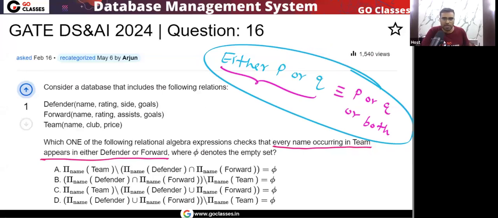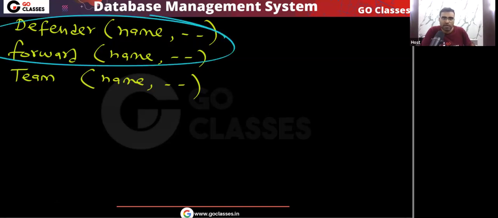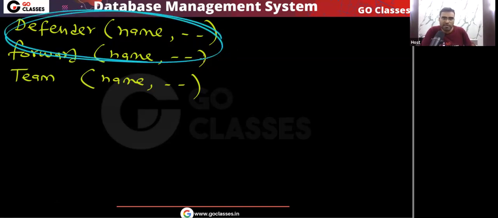Now what we want is that everyone who is in the team should be here or in both of these tables. So this is what we want to make sure. Then tell me how to make sure of this. This is actually very simple. Every person who is here should be here or here. Remember, there can be extra people here.